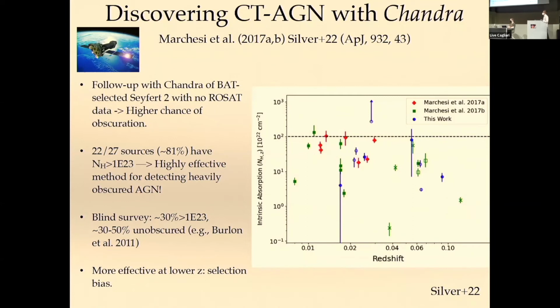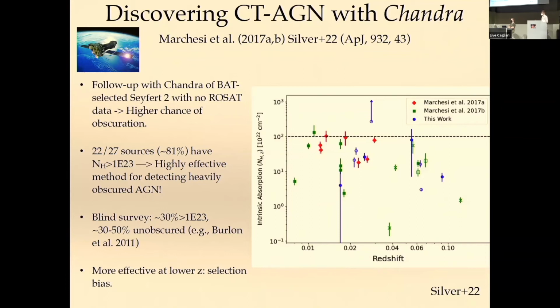In particular, we selected sources that are Seyfert 2 galaxies based on the optical spectrum and that don't have a ROSAT counterpart. ROSAT scanned the whole sky in the soft X-rays, below 3 keV. And this means that if a source is detected by BAT and is not detected by ROSAT, it must be at least partially obscured, because the obscuration is energy dependent.